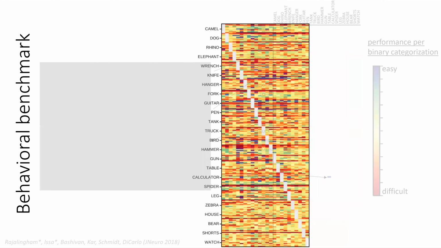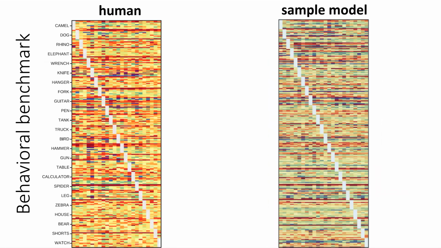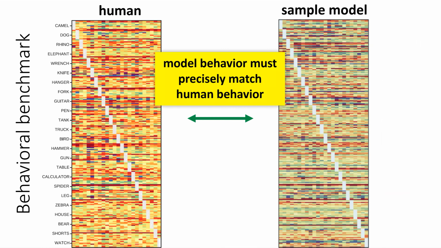So the same thing can now be done on the model. We can run the same images and the same kind of discrimination tasks on a model and obtain a behavior matrix. And what we basically test for is how closely the model behavior matches the human behavior. So does the model not just get the same things right, but also make the same mistakes as humans make?